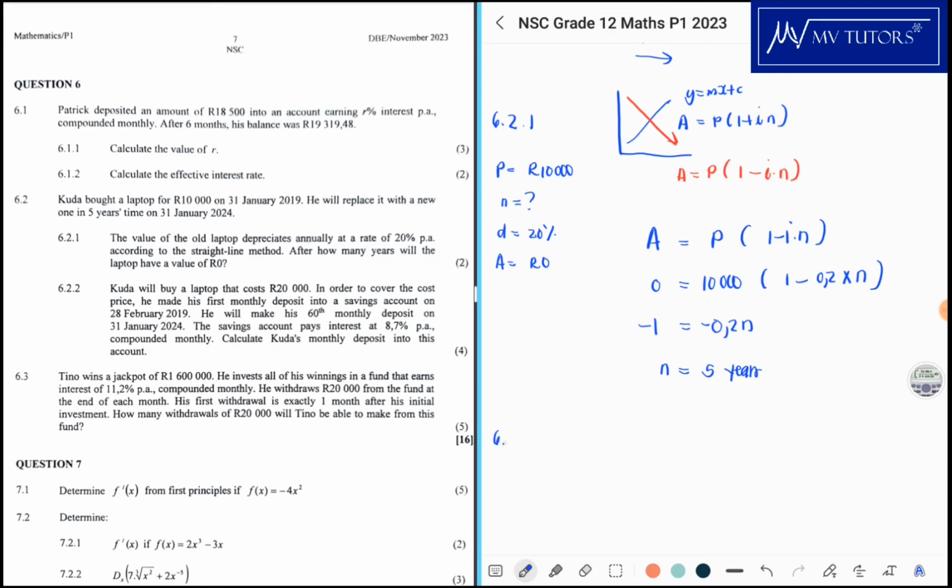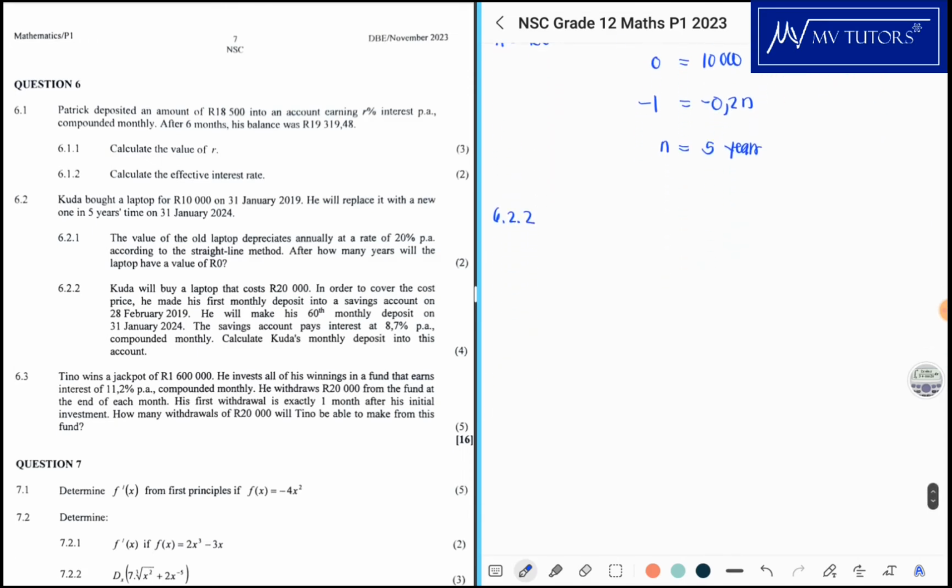So now 6.2.2, it says Kuda will buy a laptop that costs 20,000 Rand. Now, in order to cover the cost price, he first made his first monthly deposit into a savings account on 28 February 2019. He will make his 60th monthly deposit on the 31st of January 2024. The savings account pays an interest rate of 8.7% per annum compounded monthly. Calculate Kuda's monthly deposit into this account.